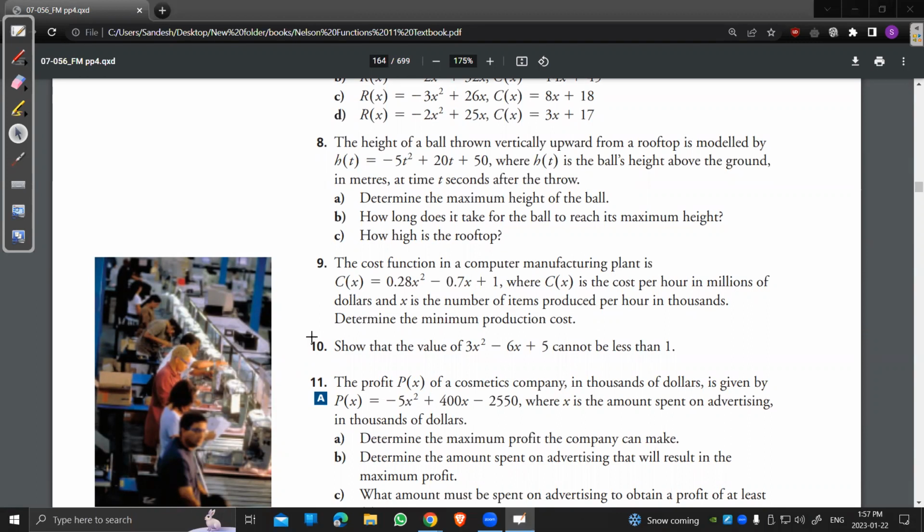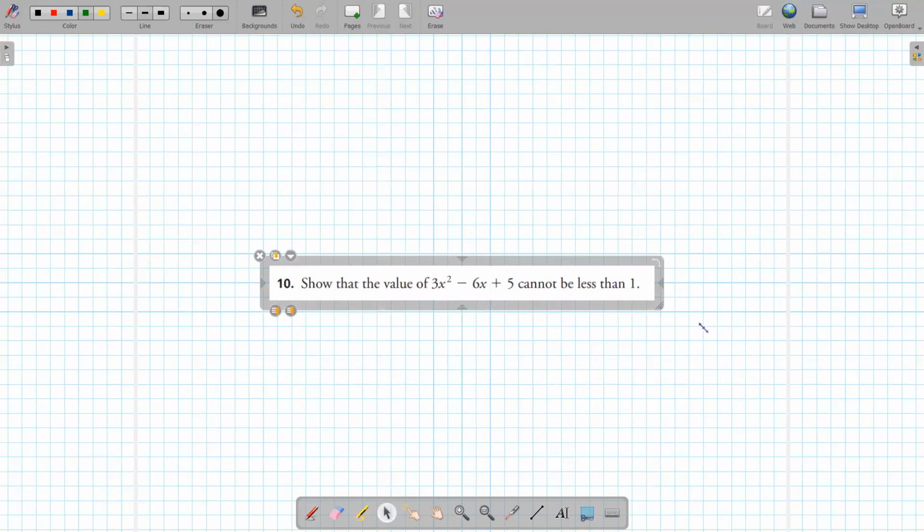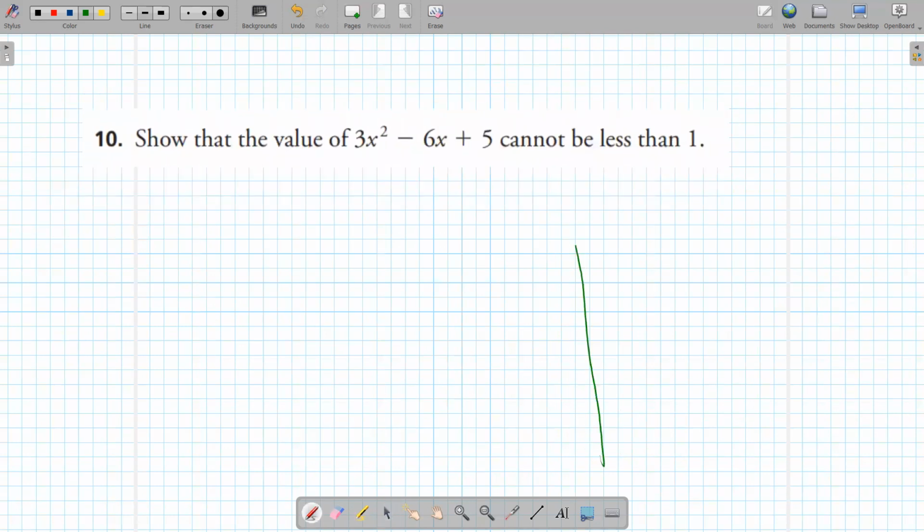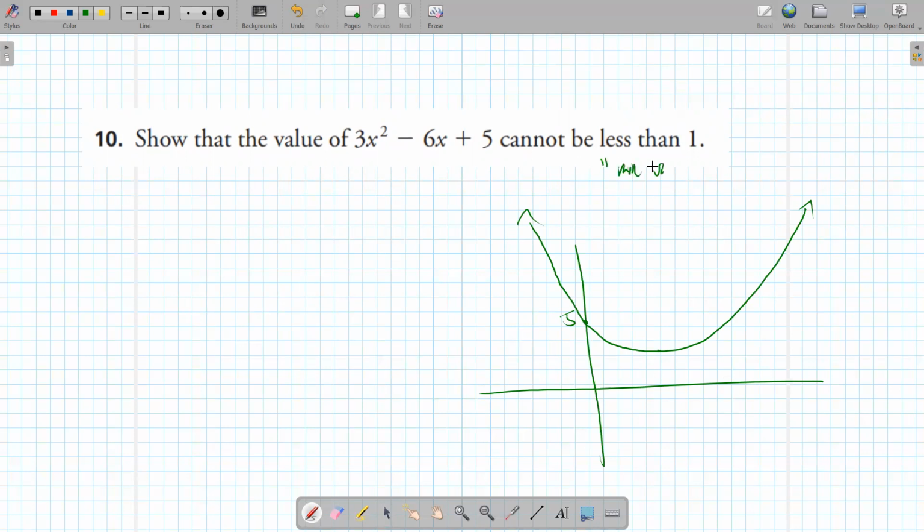This one is like a trick question. We know it's a quadratic that opens up. It has a y-intercept of 5, and it says this cannot be less than 1. So that means the minimum value has to be greater than 1. How do you prove this? You have to show that the minimum value is greater than 1.